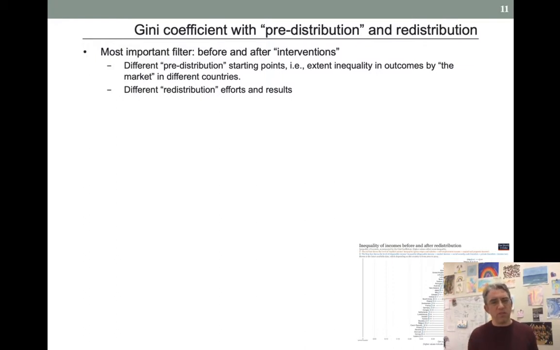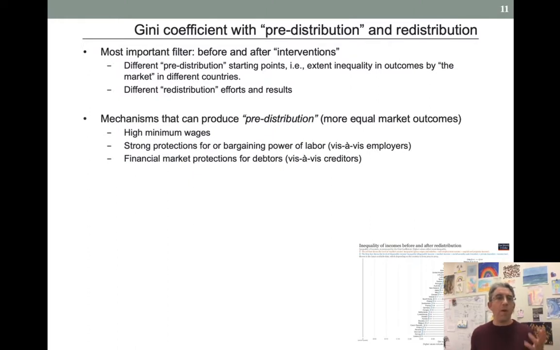Now, what do I mean really by pre-distribution and redistribution? Let's go through the examples, because even if these terms aren't familiar, I'm sure the examples of the interventions will be. So, mechanisms that can produce pre-distribution, in other words, more equal market outcomes. High minimum wages are probably the easiest example to understand. That's before the market can even do its thing. That's the ground rules, right? That you have to pay people a certain amount. If you have higher minimum wages, you will have more equal outcomes from the market doing what it does.